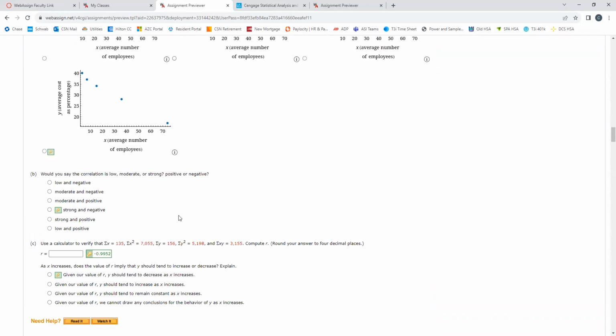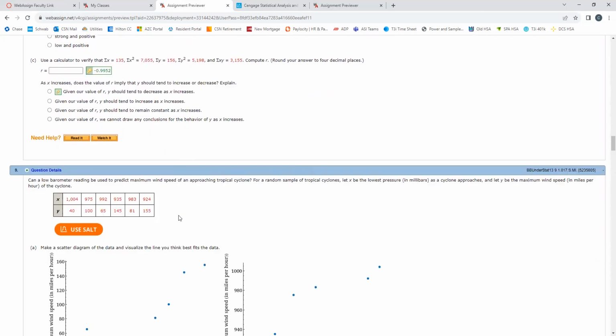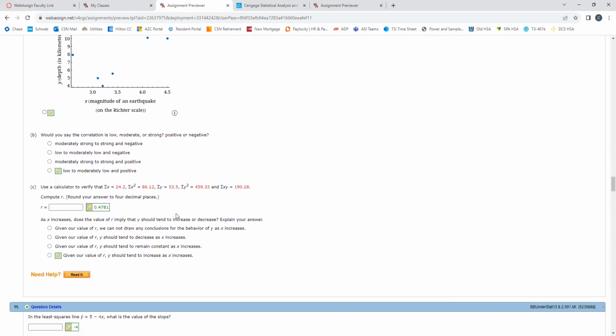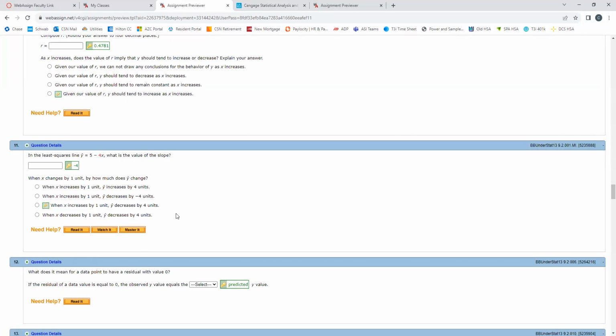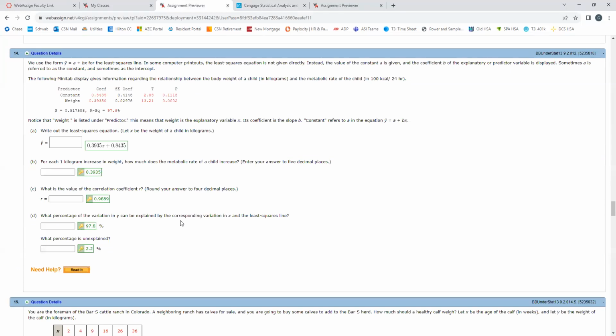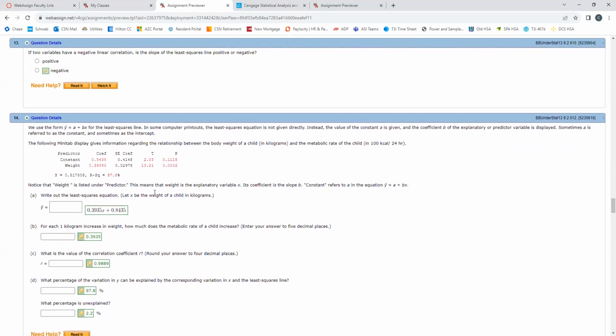Then we see the next problem looks very similar. They're asking us to do the same types of things on the next couple of questions. So that's how you go about doing one of those. Let's see if we can find one that deals with correlation coefficient. Let's take a look at this one right here.